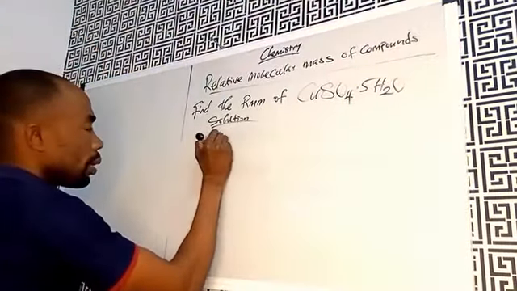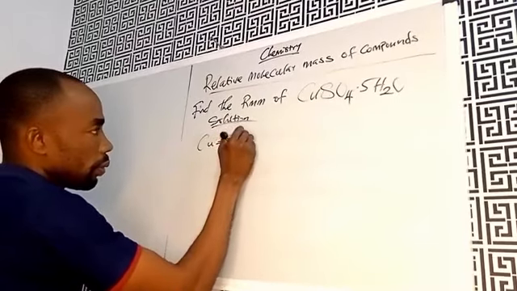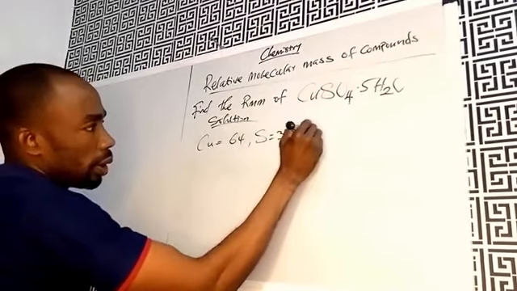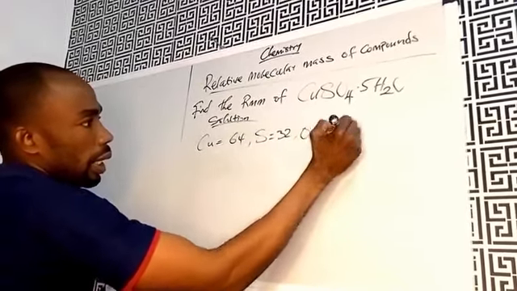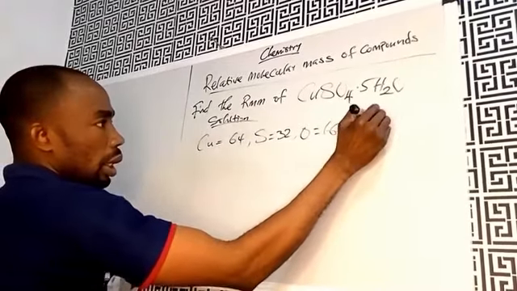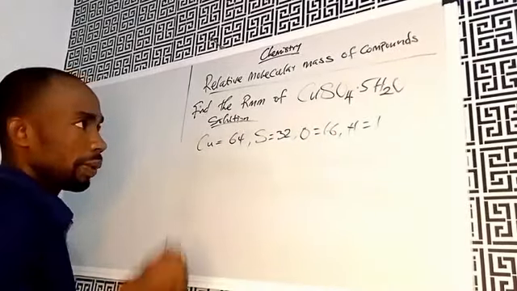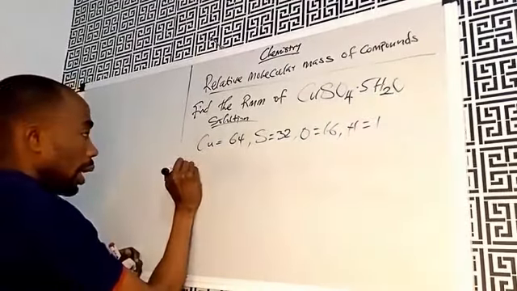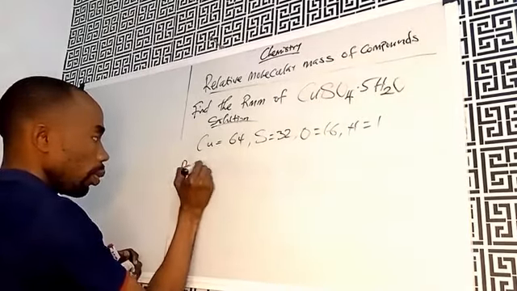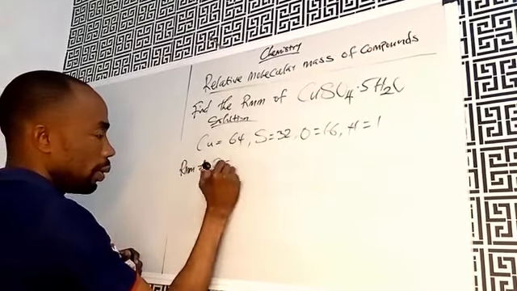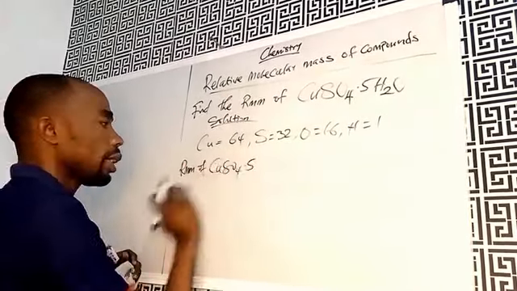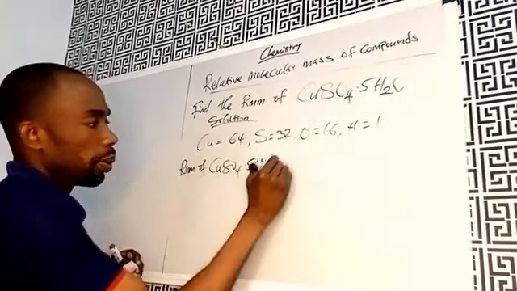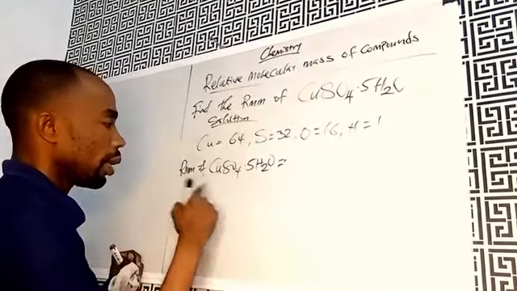Copper is equal to 64, and sulfur is equal to 32, oxygen is 16, and hydrogen is 1. So let's find it out. So to find this, we say RMM of this compound. There's a species pentahydrate. Penta is 5, okay? So it's going to give us this.